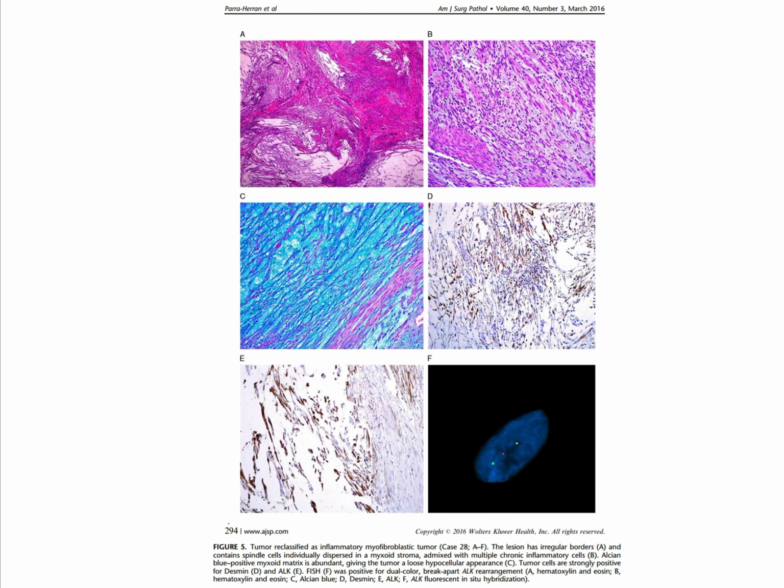This is the other figure from the paper we talked about on myxoid leiomyosarcomas, where they found those 3 cases where they went back and looked at all of them, and ended up actually classifying them as IMTs. And you can see in figure A, spindled cells with myxoid stroma, and at higher power admixed with, in part B, inflammatory cells. In part C, the Alcian blue once again stains the mucin, the mucoid matrix, and then in part D, desmin, in part E, ALK is positive, and then in part F, that's a dual color break apart FISH for ALK, which proved the rearrangement.